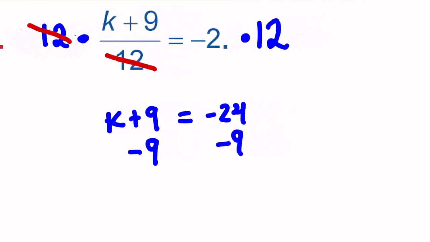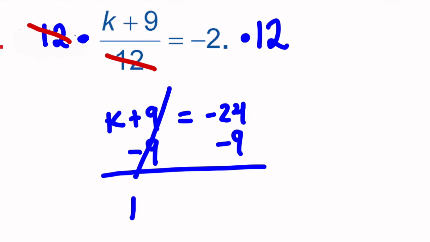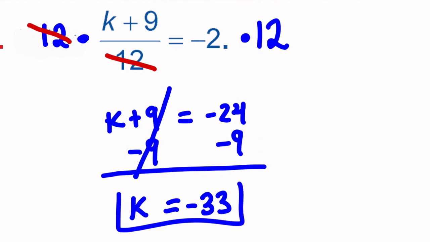So negative 9, minus 9 on both sides. The plus 9 and the minus 9 are going to cross out because that's equal to 0. That allows me to bring down the k, bring down the equal sign, and then negative 24 minus 9 will give me negative 33. And that should be my answer. k equals negative 33.